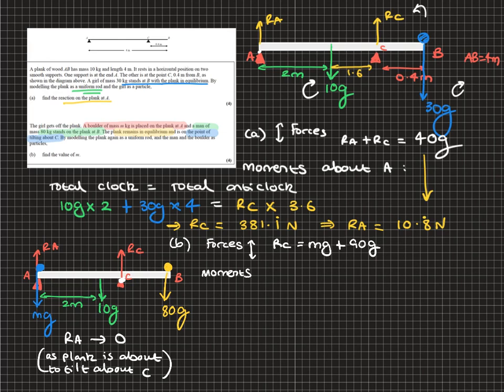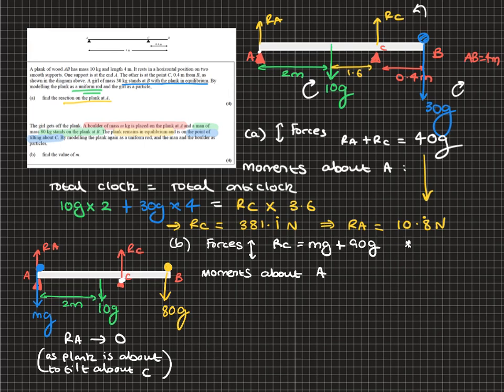Well, we've got a number of places in which we could take moments very easily. I am going to take moments about point A again. It's very convenient. It means we eliminate RA and mg instantly. We'll be left with an equation that only contains RC, and we can substitute it into this equation here to find the value of m. So taking moments about point A.